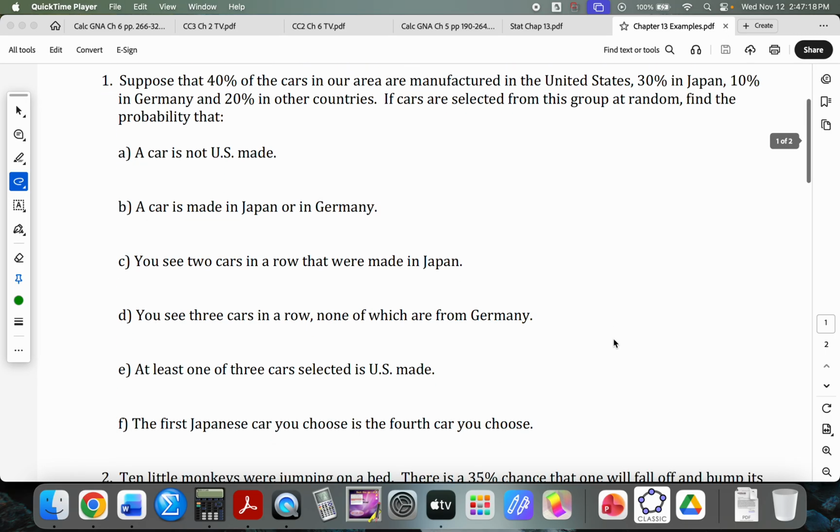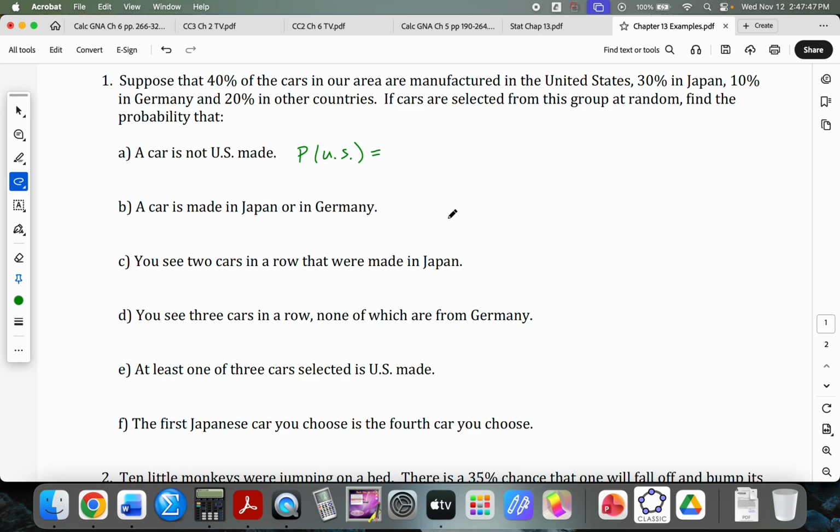Okay. Suppose that 40% of the cars in our area are manufactured in the United States, 30% from Japan, 10% in Germany, and 20% in other countries. If cars are selected from this group at random, find the probability that, first, a car is not U.S. made. Well, the probability that it's U.S. made, and this is how you show that.